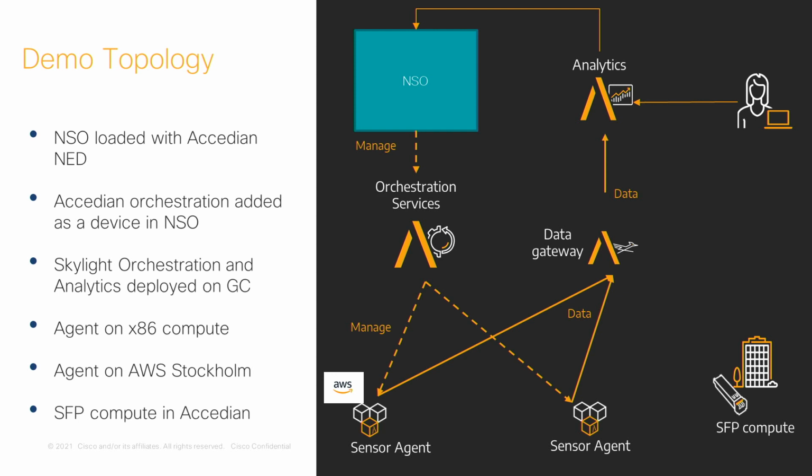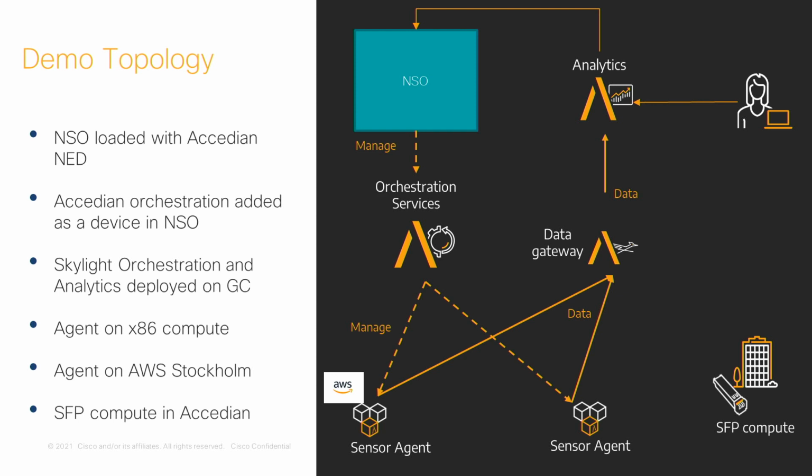This usually sits in Google Cloud or on a private cloud at the customer premises, but in my demo, it just runs on Google. And then I have two agents. One I already deployed on AWS. The other one, I'm going to show you how to deploy on standard x86 compute. And we also have a Smart SAP compute deployed, which sits at the Accedian headquarters office here in Stockholm. So I'm going to do some testing towards that as well.